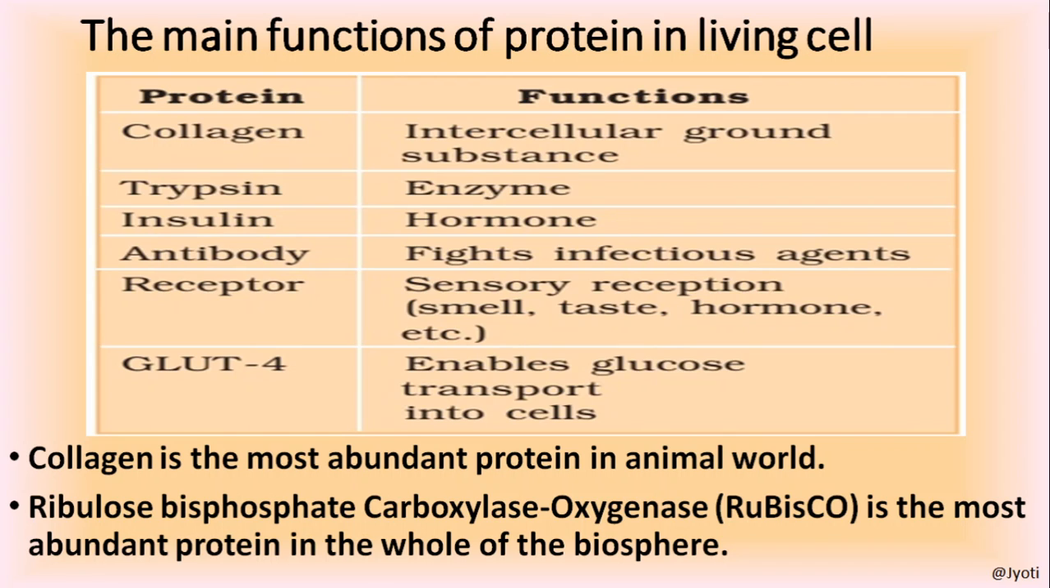But the most important thing, children, you have to remember, I have highlighted here: collagen is the most abundant protein in the animal world. 1 mark question. Ribulose bisphosphate carboxylase oxygenase, Rubisco, is the most abundant protein in the whole of the biosphere. 1 mark question. So these two often come as your 1 mark question. So please, children, be serious.